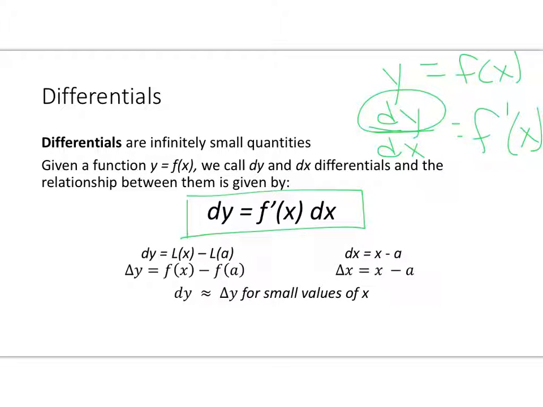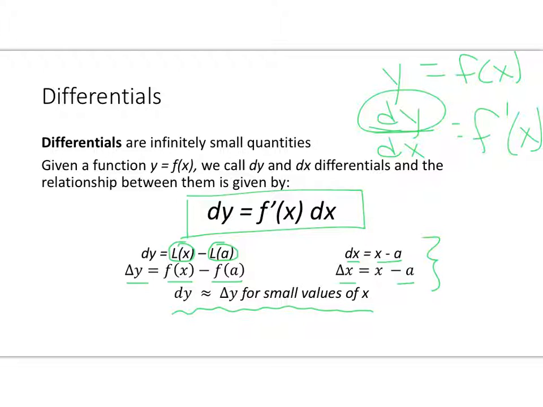Well, dy is our linear approximation at x minus the approximation at a. But the change in y is f of x minus f of a, the exact values. Likewise, dx is x minus a. The change in x is x minus a. So those two are the same, but dy and delta y are just a little bit different. However, for really small values of x, those are going to get closer and closer to the same thing.